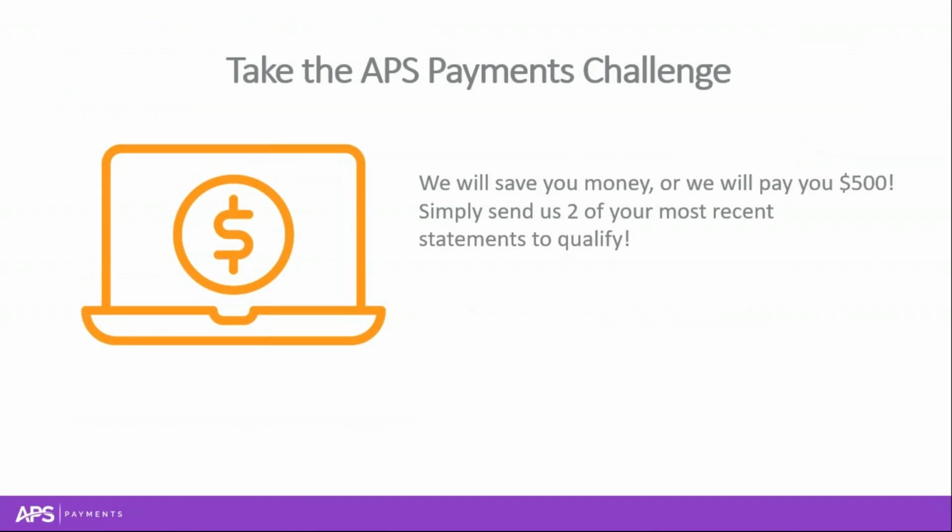Just to incentivize you guys a little more, if you were thinking about it, there's really no loss in trying APS and seeing if we can even save you any money. So we have a current challenge. If you send us 2 of your most recent merchant statements, we'll go through an internal review and compare what the costs are and what APS can provide. And if we can't save you money, then we'll actually pay you $500 just for the consideration. We're really confident about our ability to save you money, and usually when we go through these exercises, we come in at a negative cost to all of our merchants.